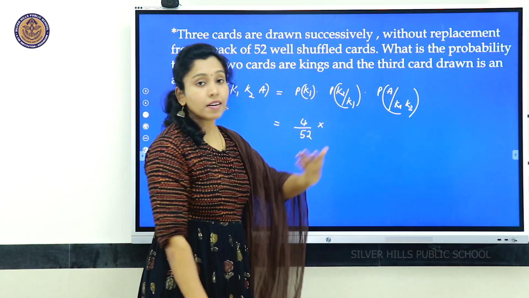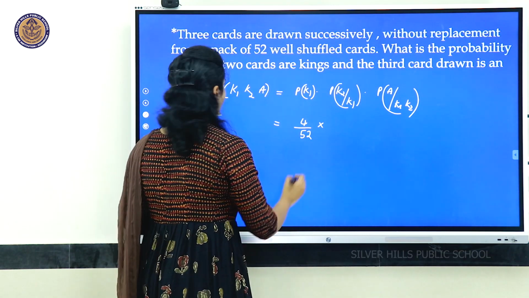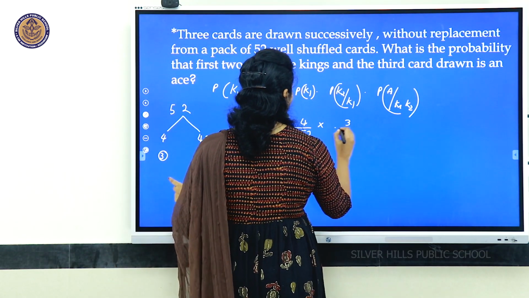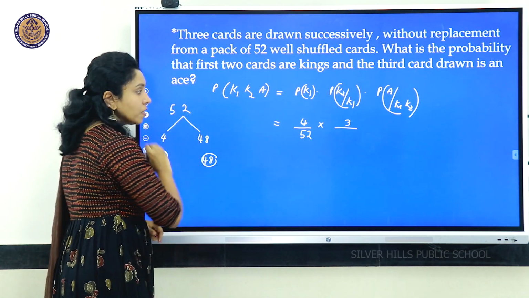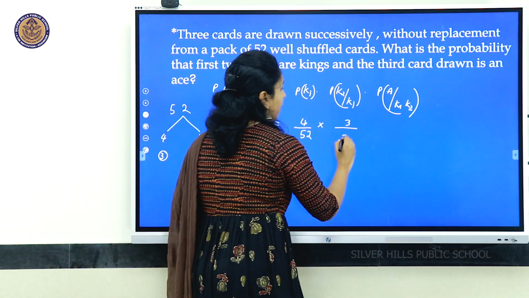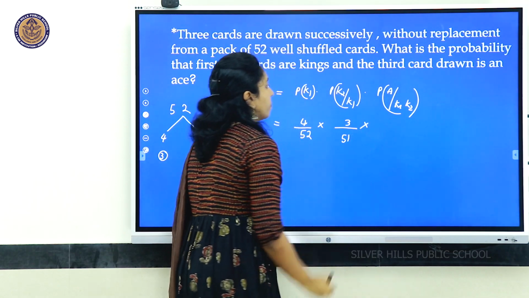Probability of again getting a king means 3 kings are left. So, 3 by 50, since the total was 52 and now it becomes 51, so 3 by 51, into.